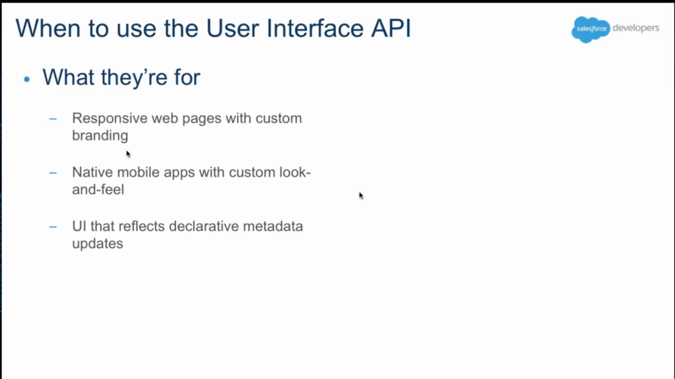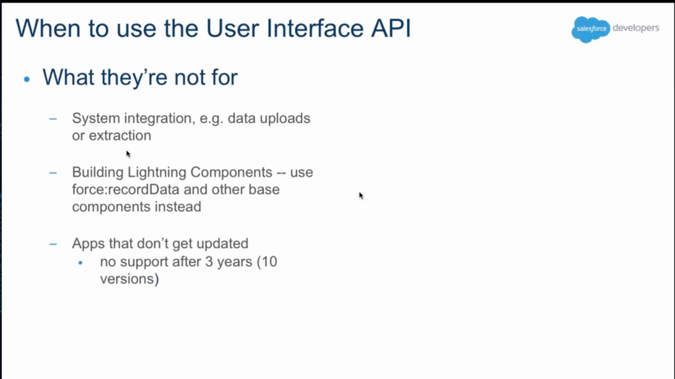But it also works with other changes as well, metadata changes as well. For example, if you go and change the FLS, field level security for a user, then that'll get reflected as well in the API without you having to specifically change your app to account for it. So what are they not for?